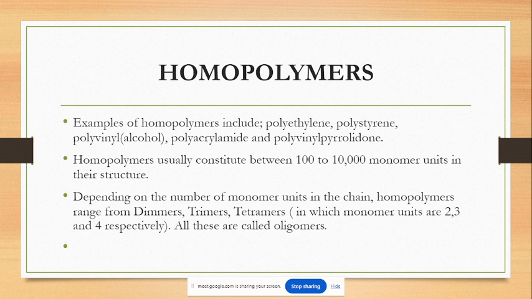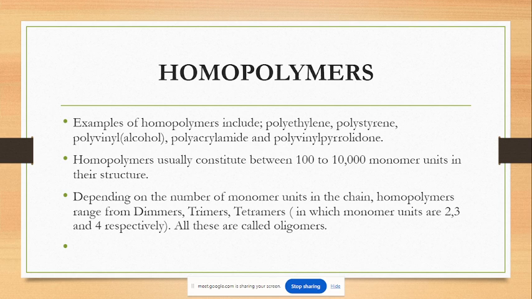Okay, so those are some of the examples of the homopolymers, meaning they have the same monomer unit that is connected one after another to make that homopolymer. Examples: polyethylene, polystyrene, polyvinyl alcohol, polyacrylamide, and also polyvinyl pyrrolidone. Okay. All right. Homopolymers usually constitute between about 100 to 10,000 monomer units in a structure.